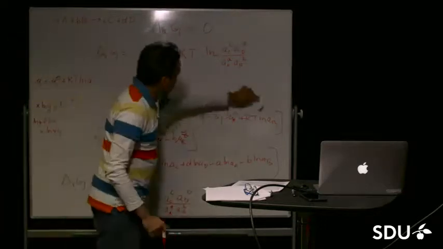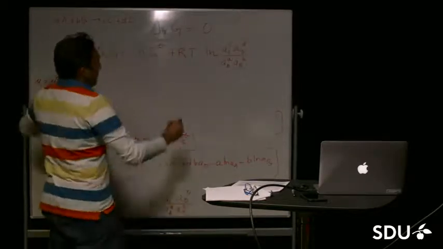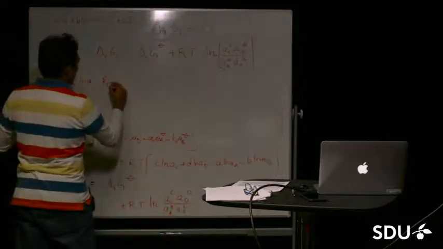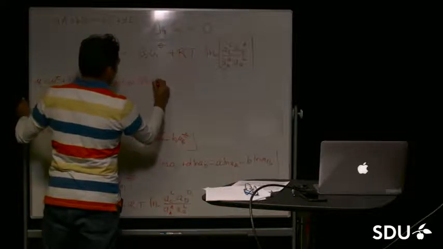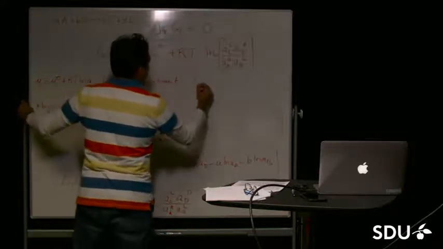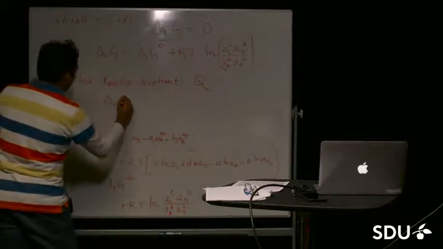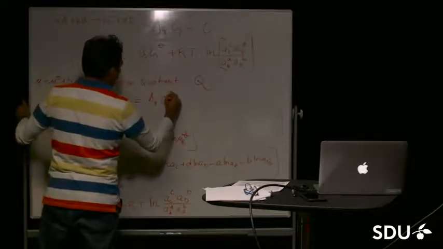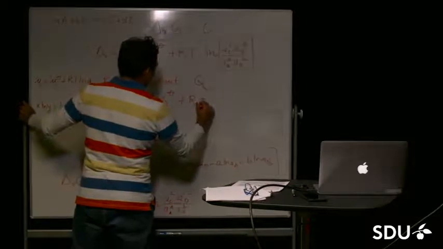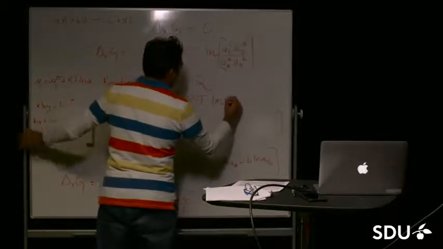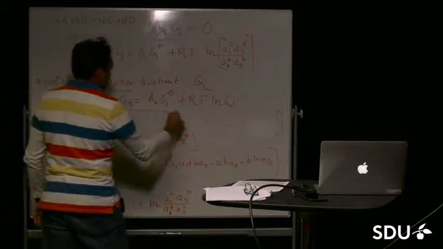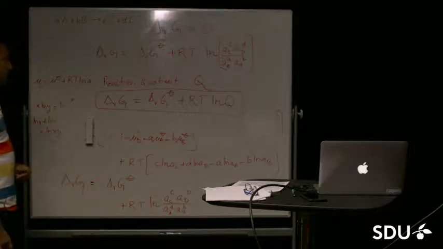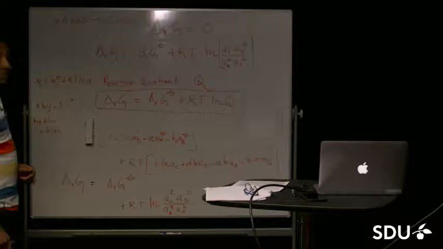Now this product on the right is often called the reaction coefficient, and we are going to denote it with Q. So what we get is that the reaction Gibbs free energy is equal to the standard reaction Gibbs free energy plus the gas constant times temperature times the logarithm of the reaction coefficient. This is true for any reaction that is occurring at constant temperature and pressure, whether it is at equilibrium or not.